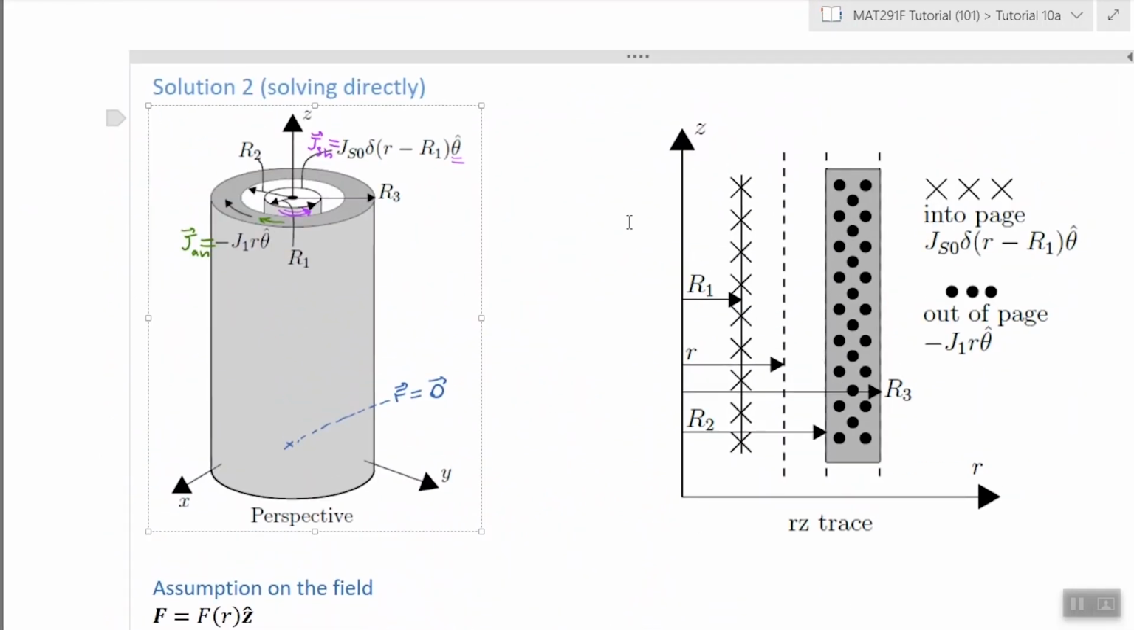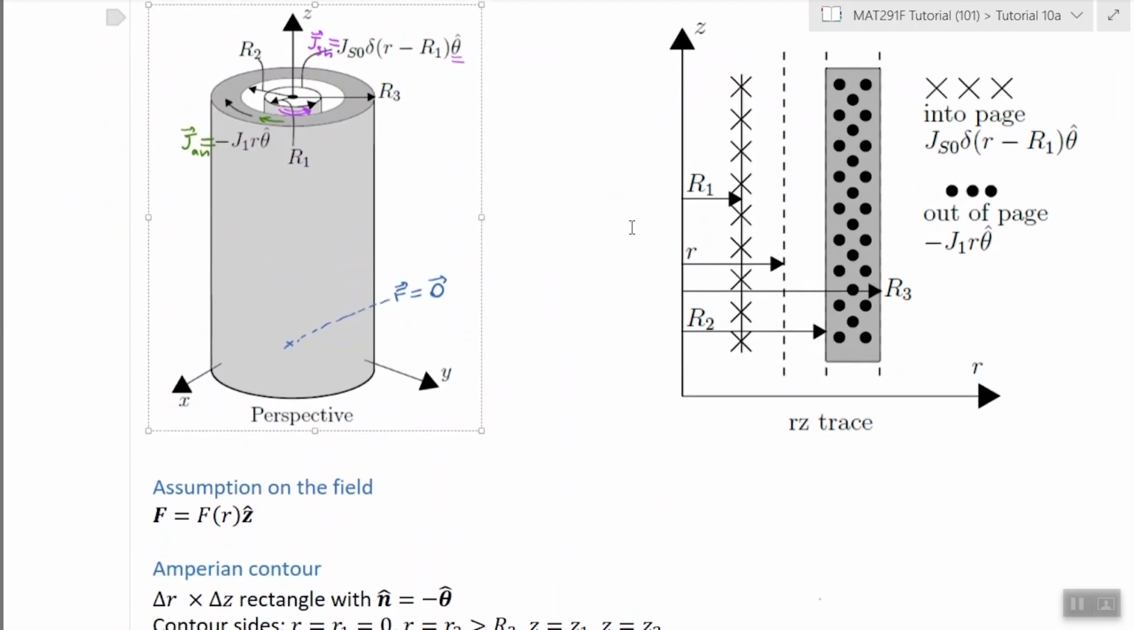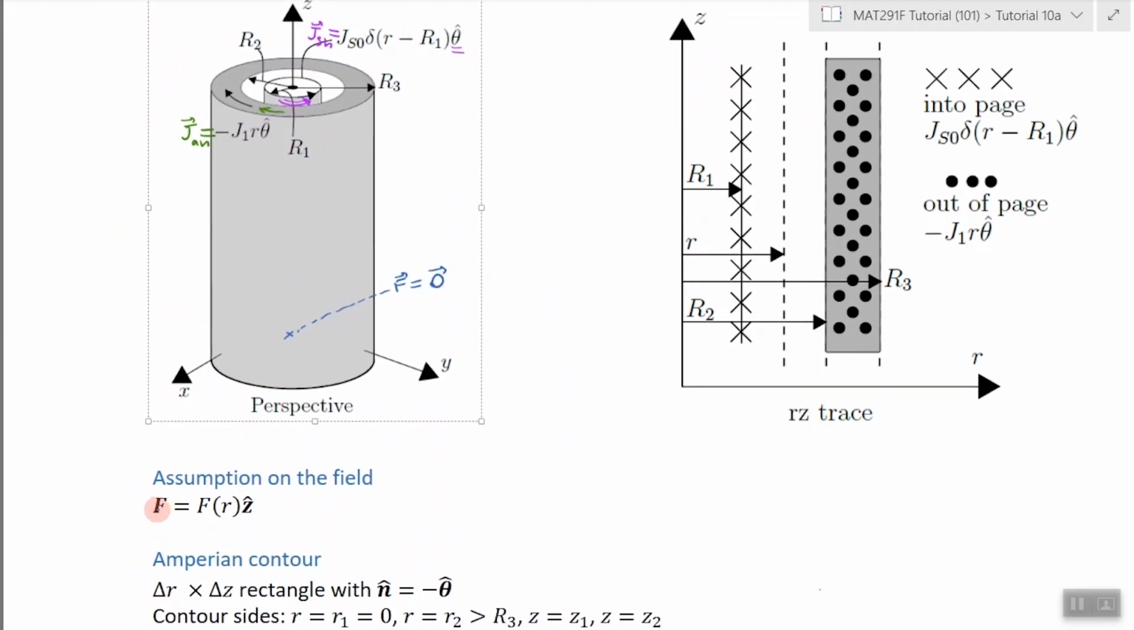So to solve this problem directly, we can do the following. So again, we assume that the field is in the z-hat direction, and it's only dependent on the distance from the z-axis. Now, this is why, by the way, we can solve this problem directly. So everywhere where we use the symmetry of the problem, I'm going to point out why in this particular problem it's okay to solve directly, even though there are two objects. So you see, the fact that there are two objects didn't break this property.